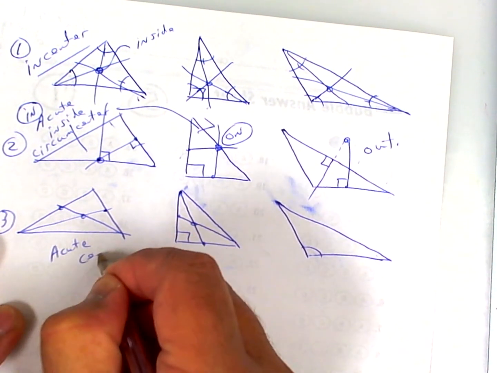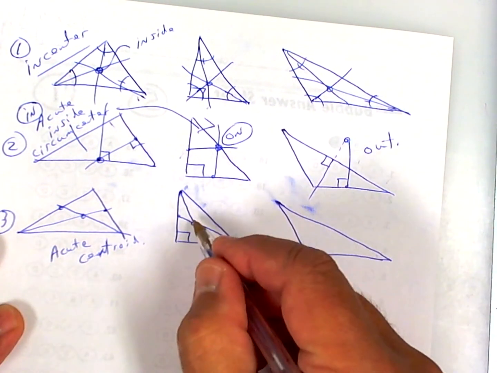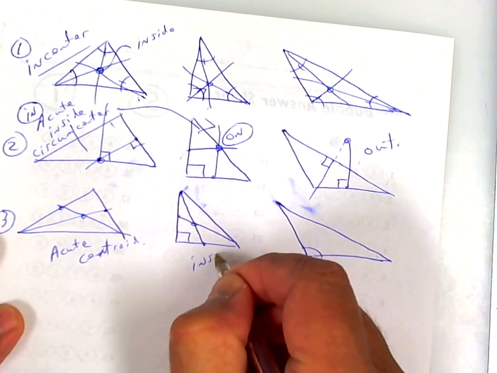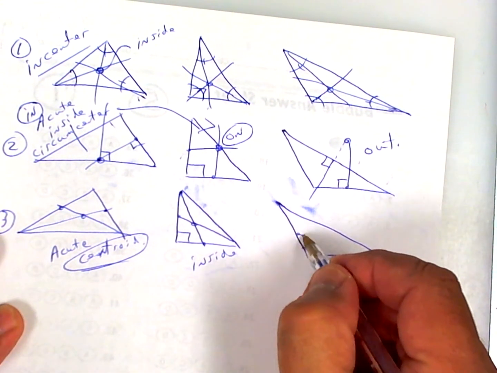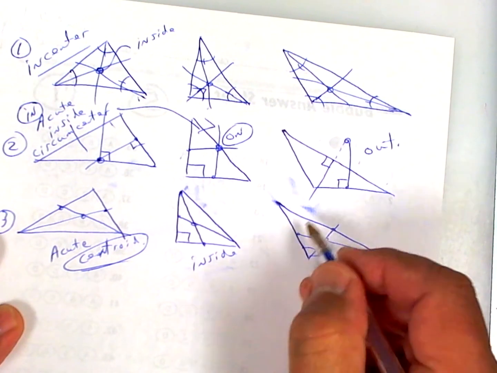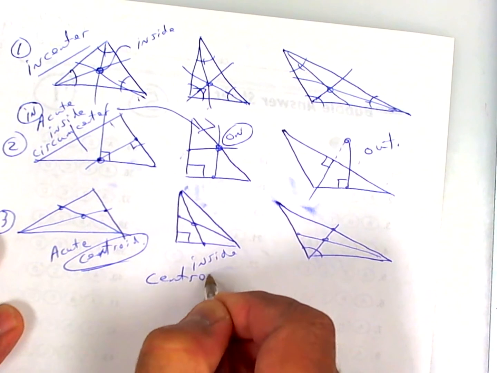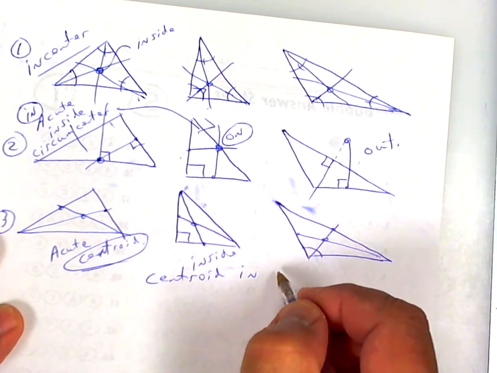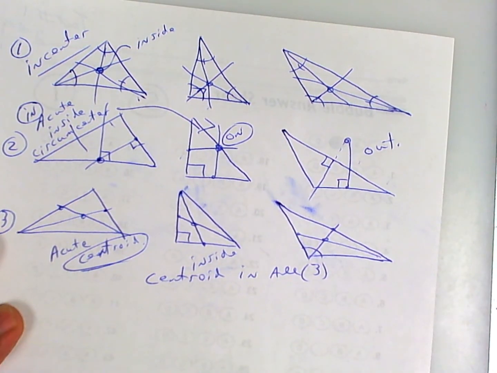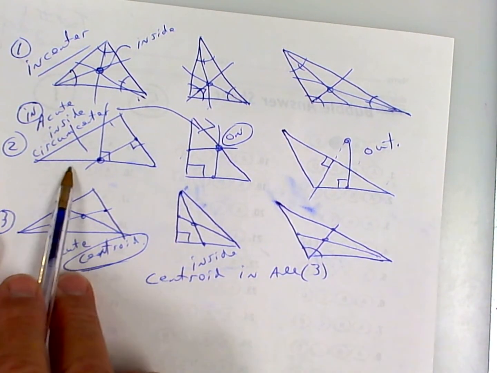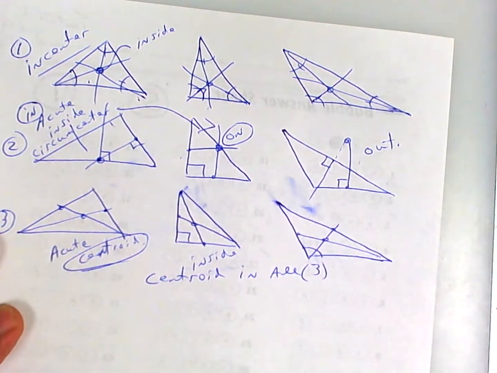the centroid is inside. If it's a right triangle, the centroid is inside. And then this one, a median here, it's still inside. So the centroid will be in for all three. Okay? The circumcenter is the only one that was in, on, and out. The incenter was inside for all of them.